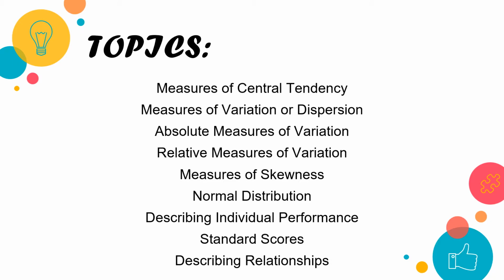Here are the topics. We have measures of central tendency, measures of variation or dispersion. We will also discuss absolute measures of variation, relative measures of variation, measures of skewness, normal distribution, describing individual performance. We also have standard scores, and of course, the last one would be describing relationships.